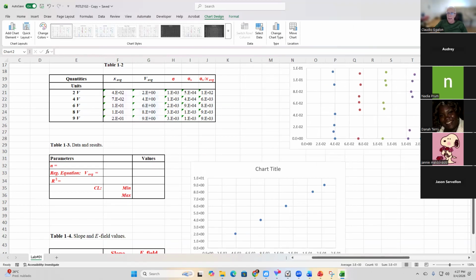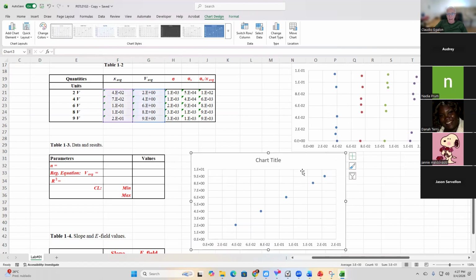Okay, and once you get the slope of this equation, you can state the value. You can say what is the value of the electric field. Okay, so plot this graph now.